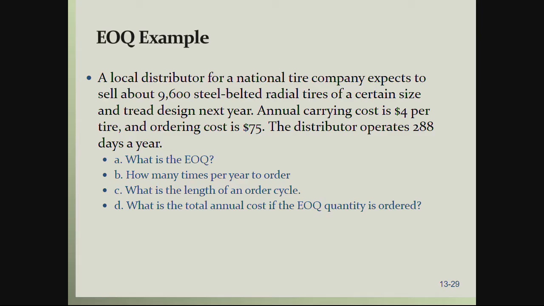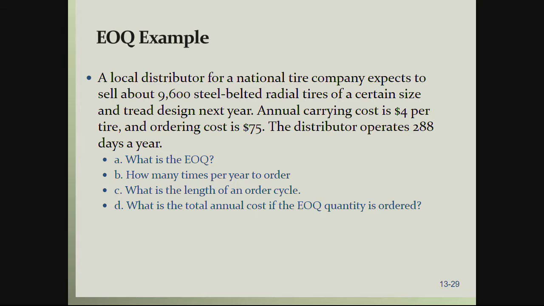Next year. Annual carrying cost is $4 per tire, and the ordering cost is $75. Which notation corresponds to this $4? H. Again, Joseph is very sharp. It's the holding cost. Carrying cost is the same as holding cost.